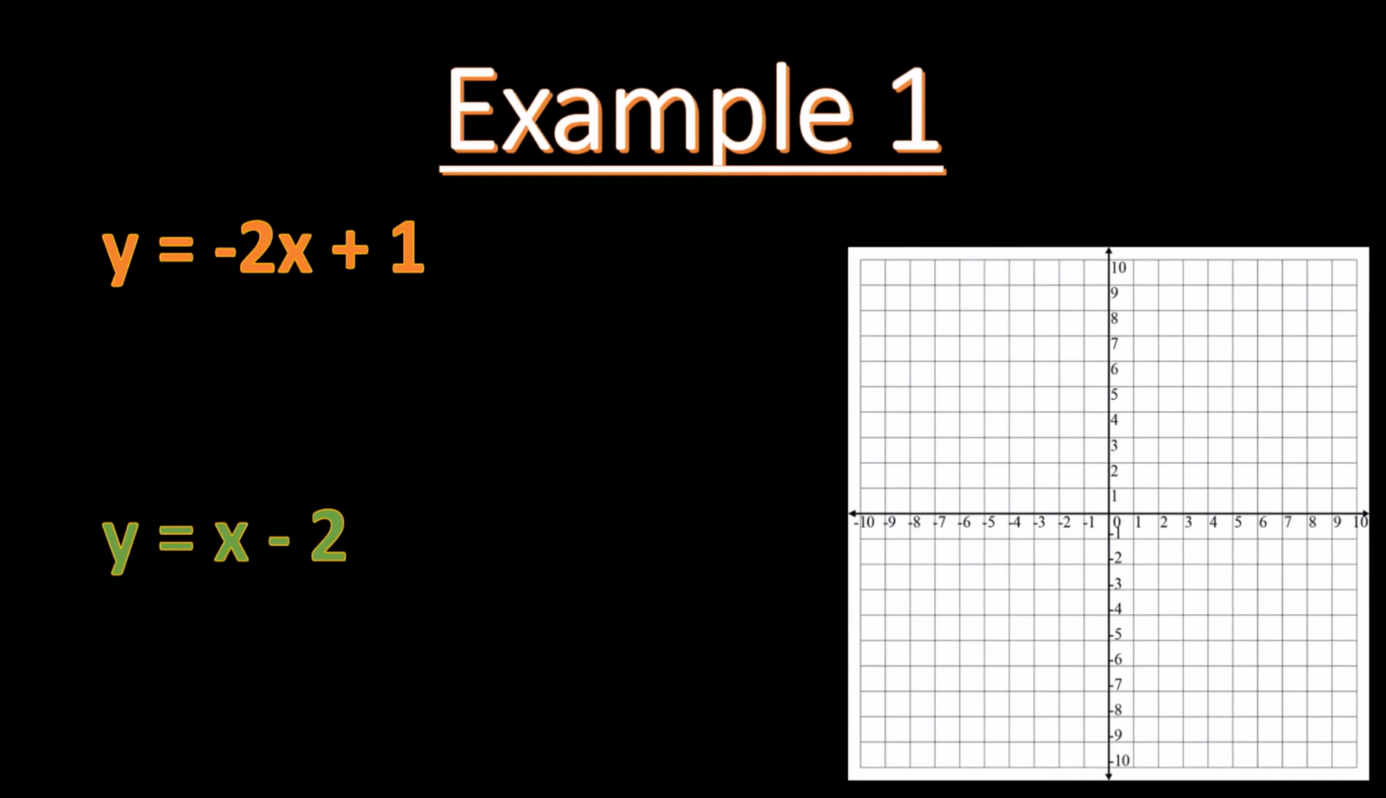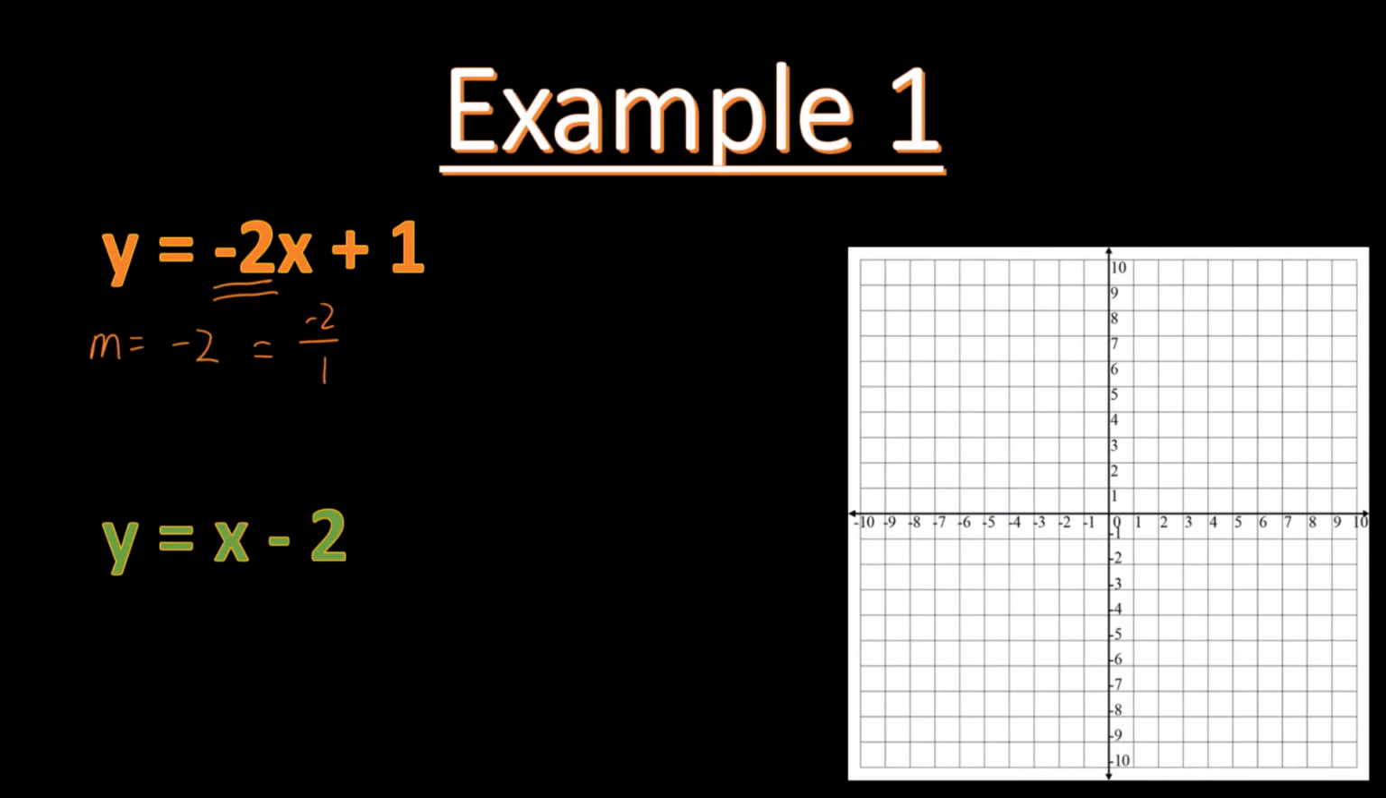The first example has two equations, y equals negative 2x plus 1 and y equals x minus 2. We are able to graph each linear equation one at a time. Since each linear equation is in slope-intercept form, we are able to identify the slope and y-intercept. The coefficient of x is the slope, so m equals negative 2, and we rewrite the negative 2 as a fraction, which is negative 2 over 1.